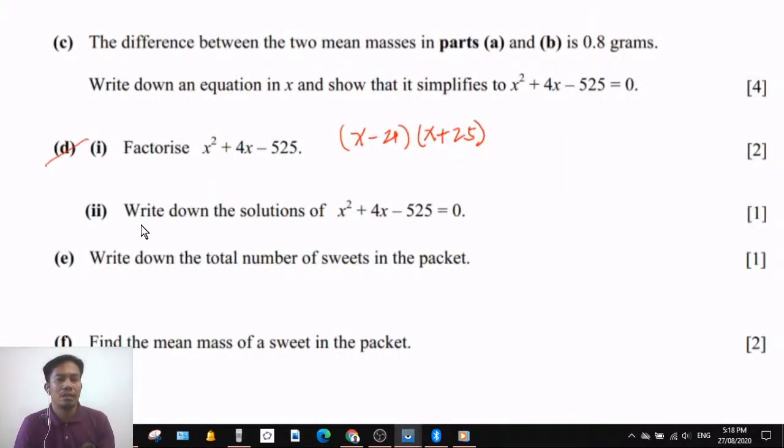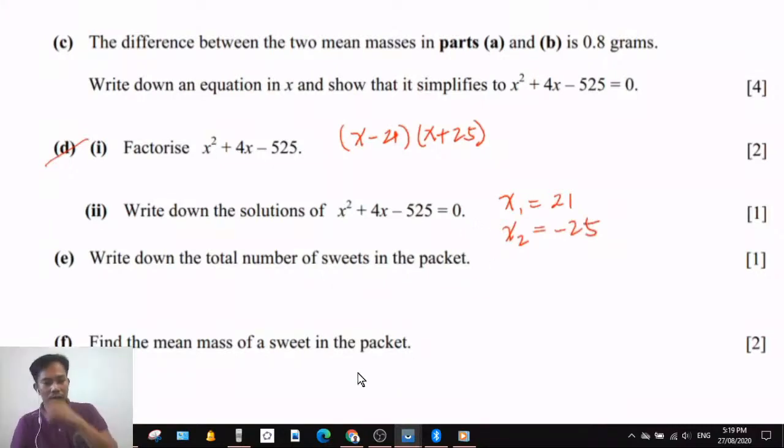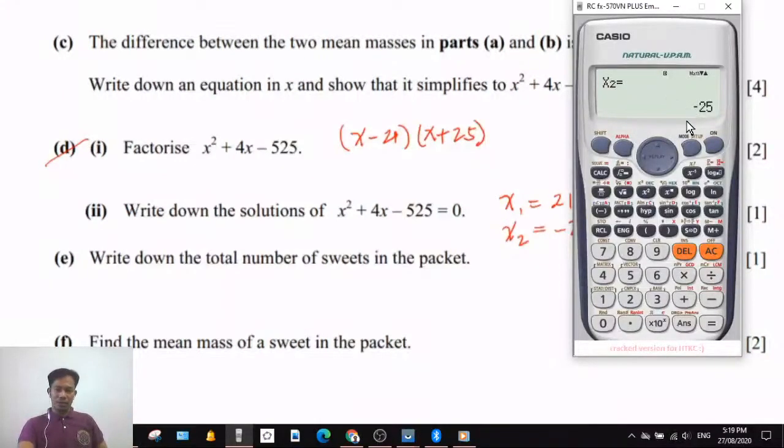Okay? Next, write down the solutions of x squared plus 4x minus 525 is equal to 0. Definitely, you will just equate this to 0. x minus 21 is equal to 0, so first, x is equal to 21. The second solution, x plus 25 is equal to 0 means the second solution is negative 25. Just like how it appears in your calculator. Positive 21 and negative 25.